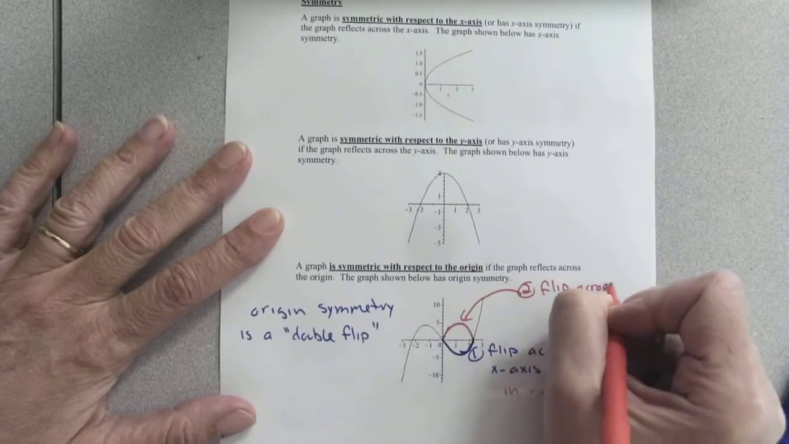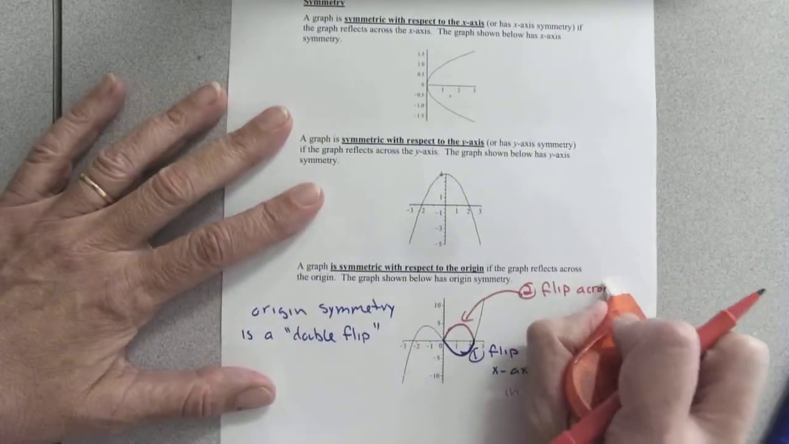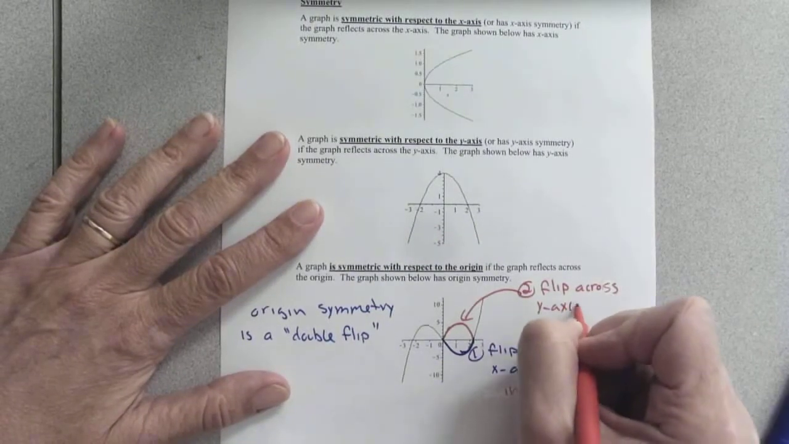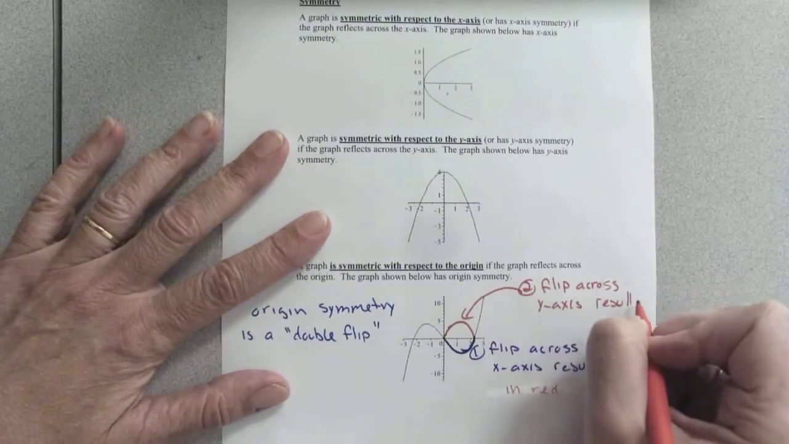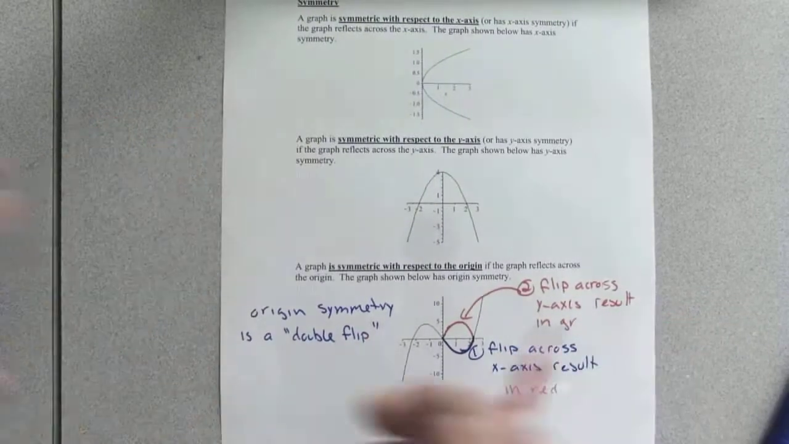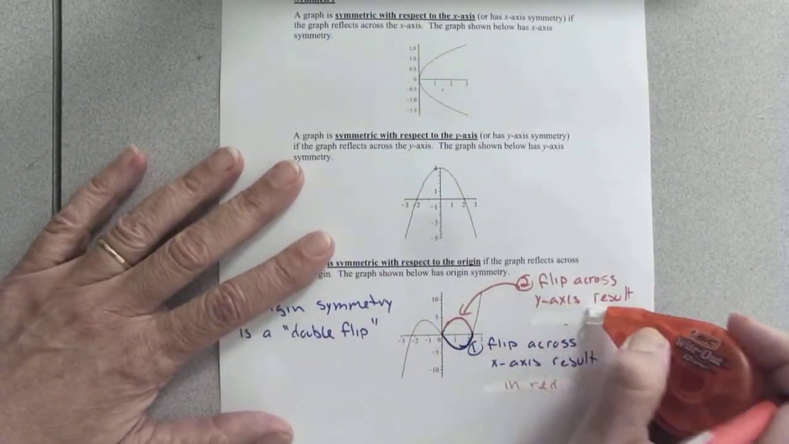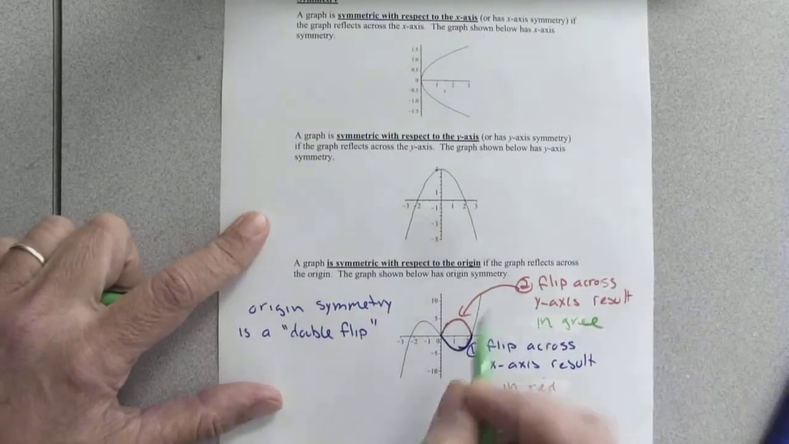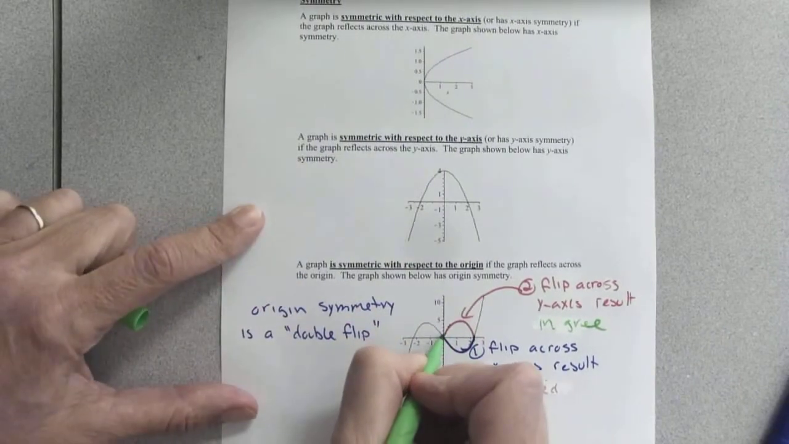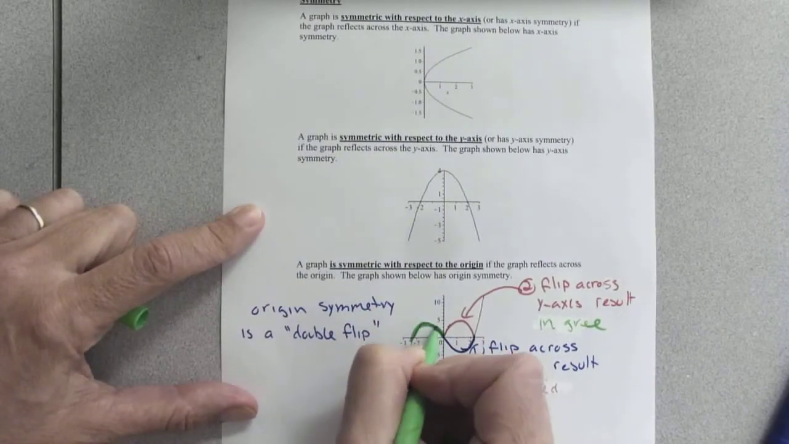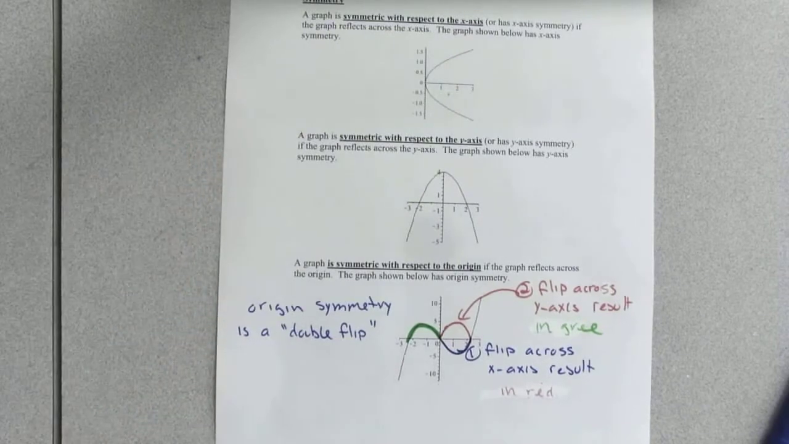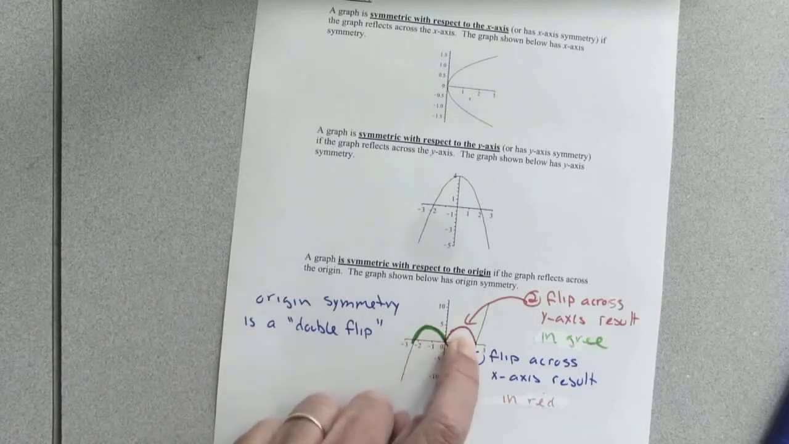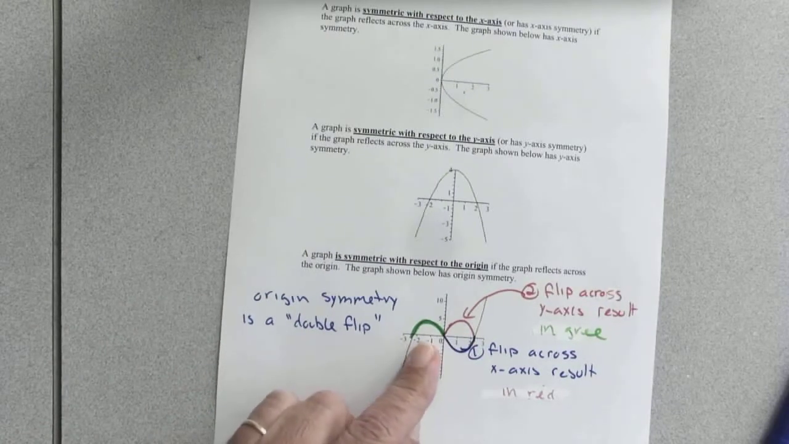Flip across the y-axis, result in green. So now I'm taking this red part, flipping across the y-axis, and there it would be. So there's my double flip. I took blue, flipped it across the x, got red, took red, flipped it across the y, got green.